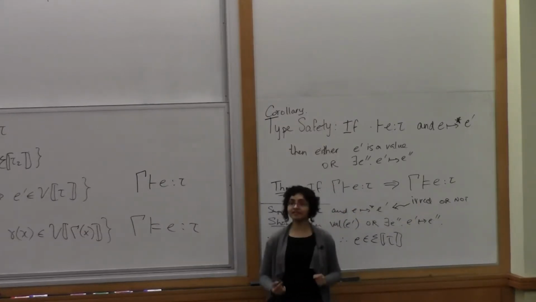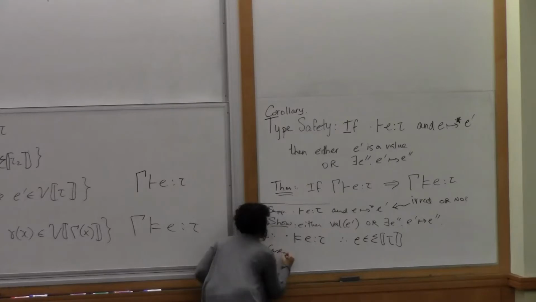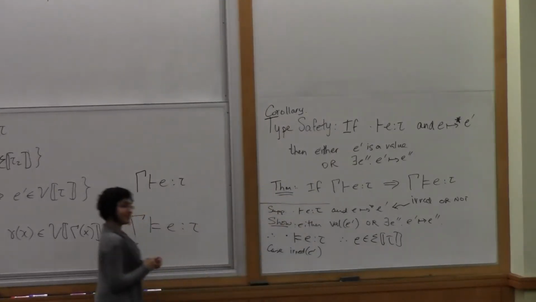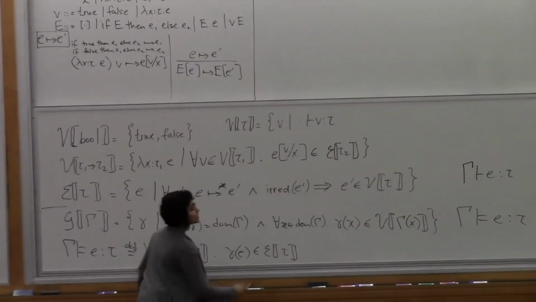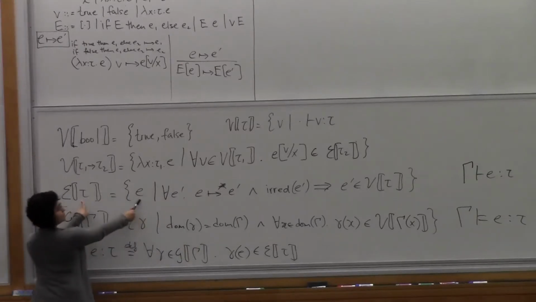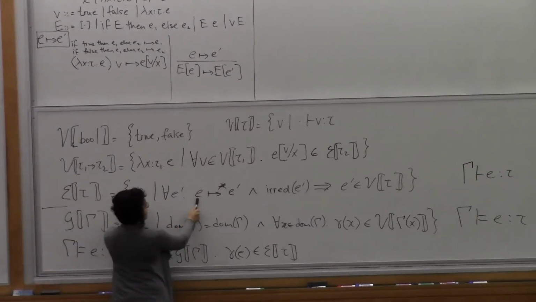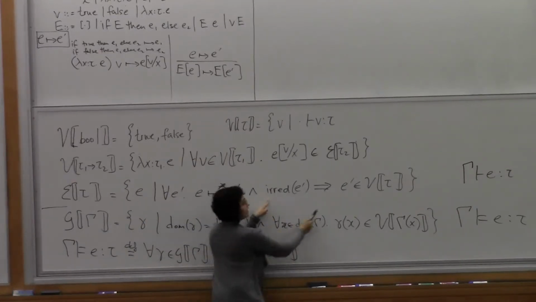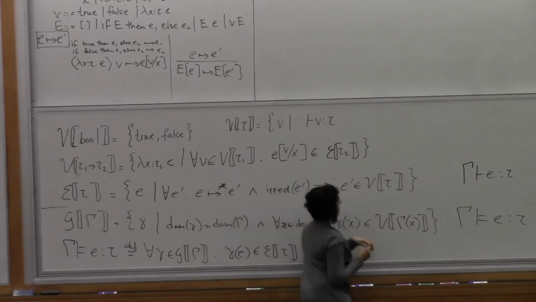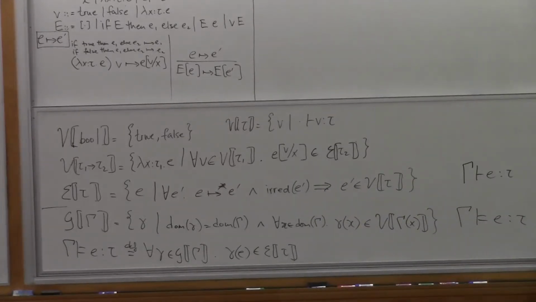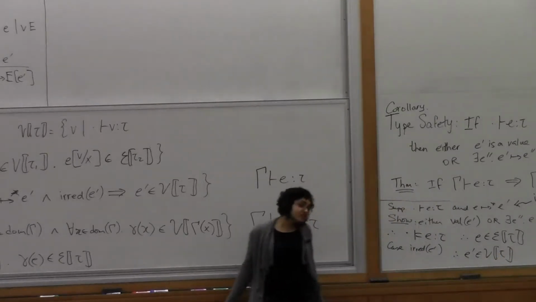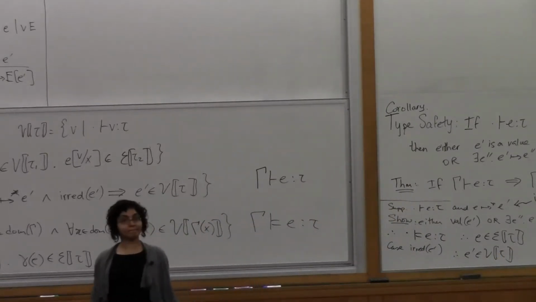Now let's consider the case where it is irreducible. So now we're considering the case where E prime is irreducible. Let's go look at this definition, because it tells us something about what happens when E prime is irreducible. Now we know that E belongs to E of tau, and we know that E has stepped to some E prime that is irreducible. Therefore, we know that E prime belongs to V of tau. By definition, that means that E prime is a value, and we're done.